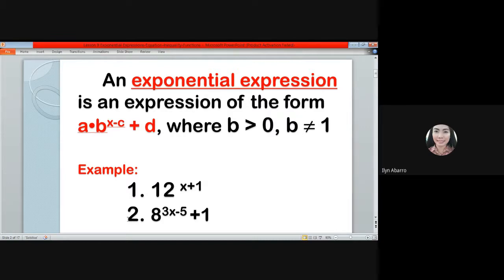Another example, number 2, 8 raised to 3x minus 5 plus 1. We have our base, which is 8, and that is greater than 0. And then we have the exponent 3x minus 5. So we have a variable x in here. So check. This is an exponential expression. Okay, so let us have next.